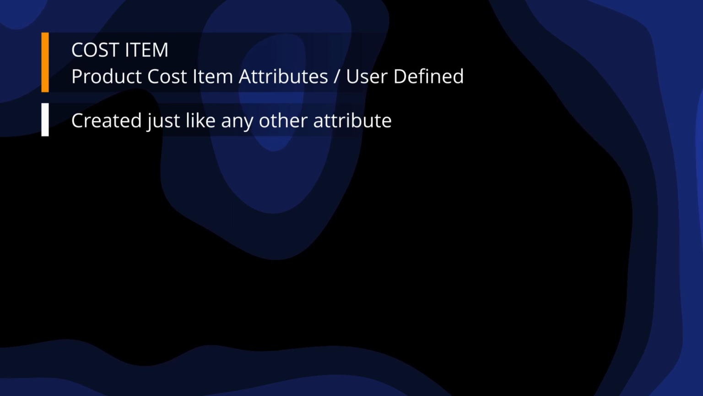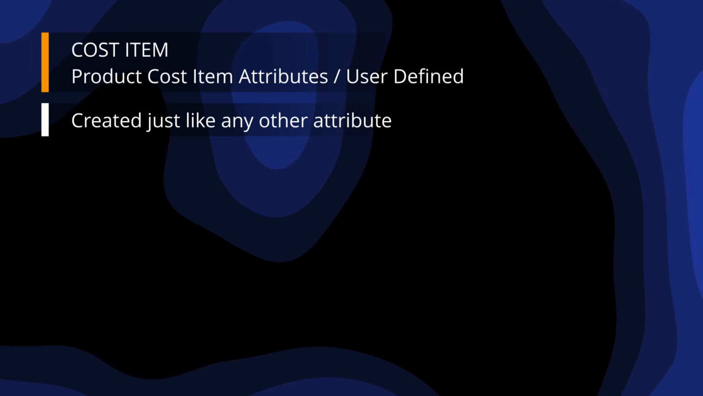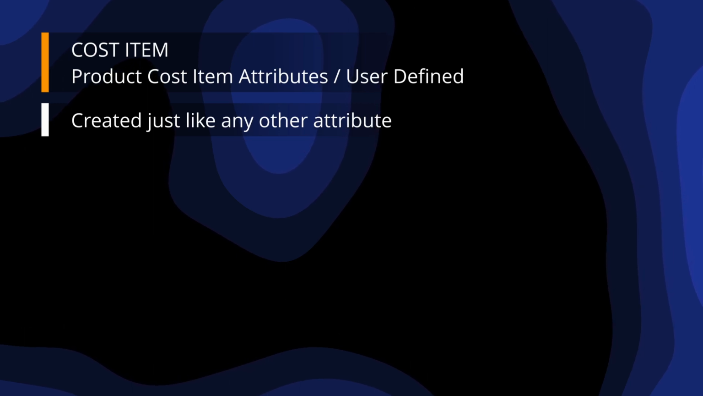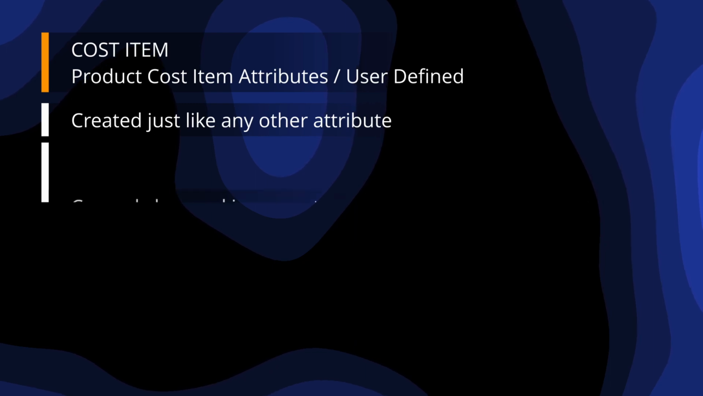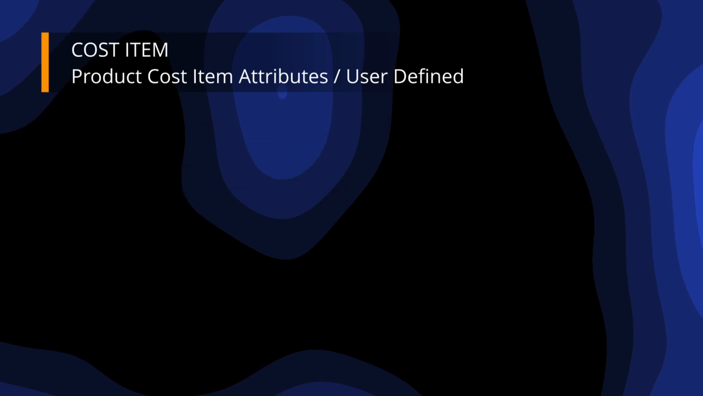You can create custom properties just like any other attribute. These attributes are extremely useful, and you'll use them a lot because they allow you to define custom properties which are unique to each product cost item, even when they are repeated. Unlike other attributes, however, they can only be used in two places, either in the formulas of the current cost item or in those of its immediate parent.